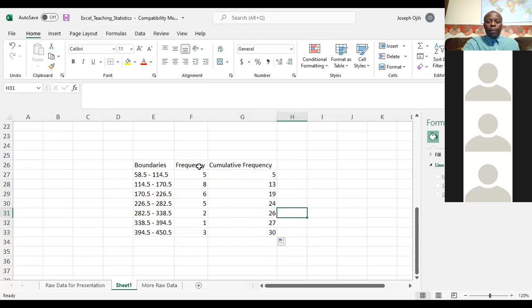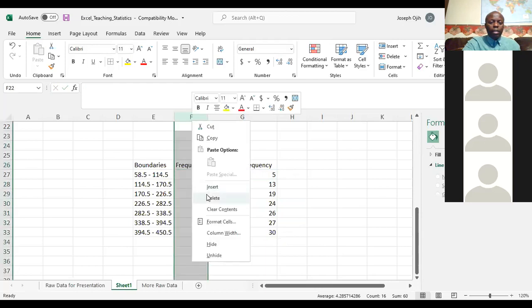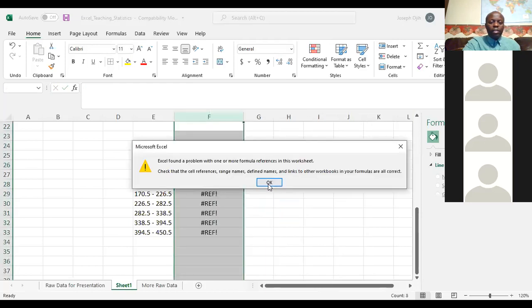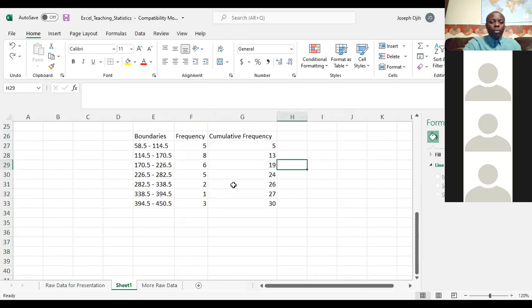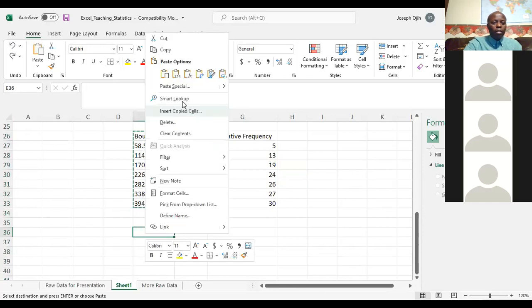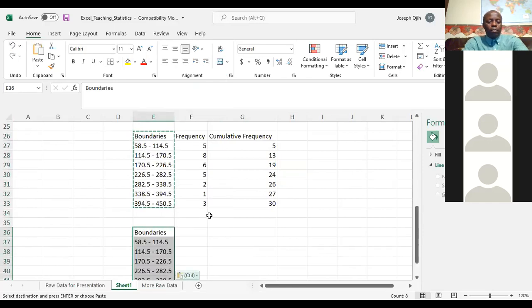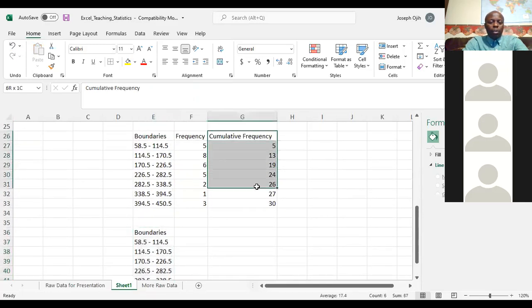Now you're about to plot the Ogive. So what you're going to do is remove this frequency because it will block it. Delete the column. Oh, excuse me, I can't delete it like that. It won't allow me. Undo. What I'm going to do is copy them separately. The boundaries, copy it and paste it here. Good. Now the cumulative frequency, I'm going to copy it and then paste it here.